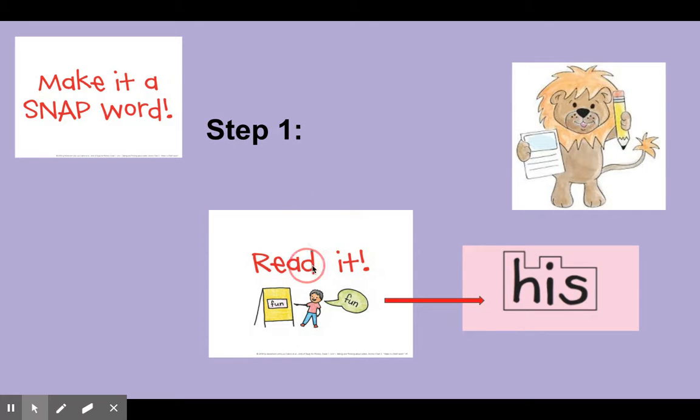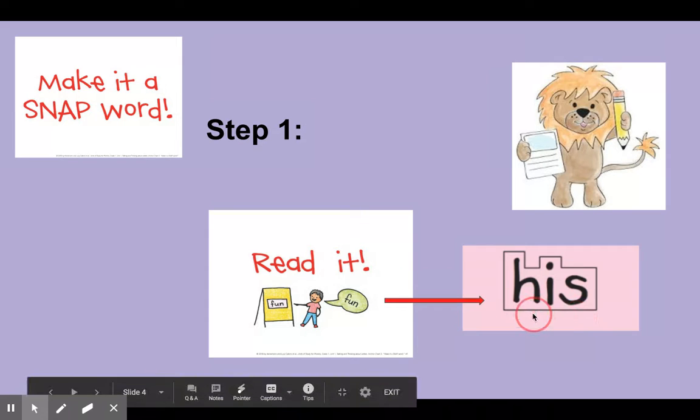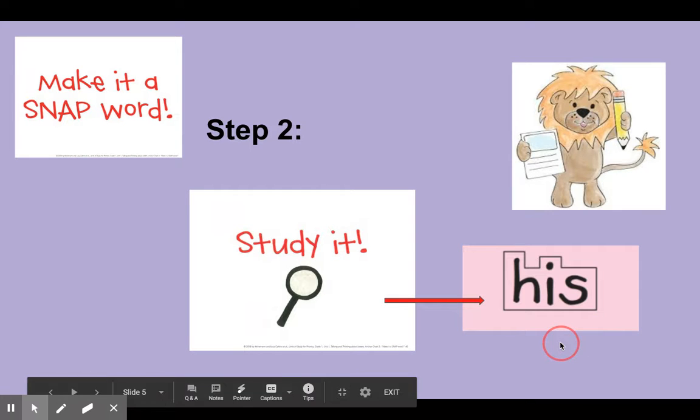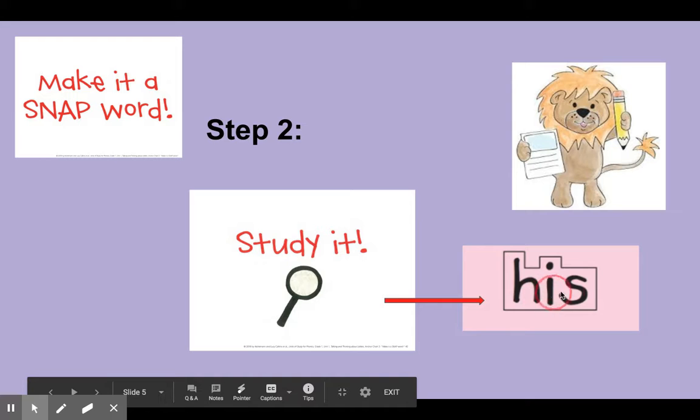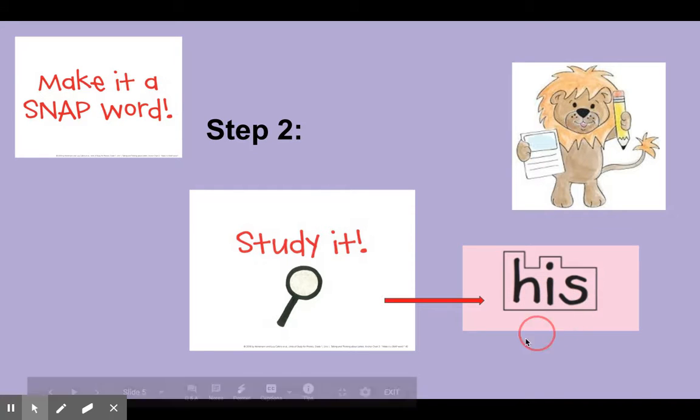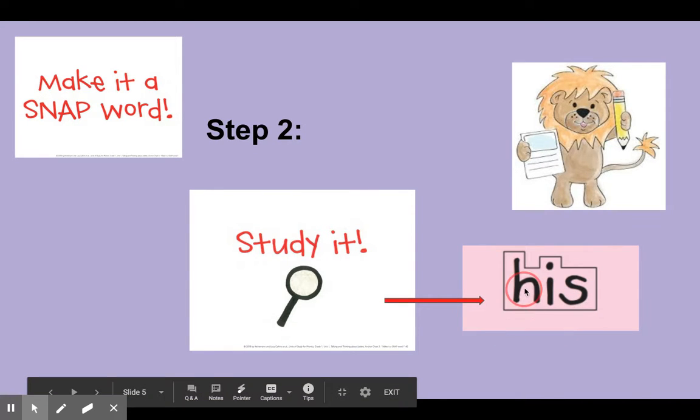So first off, we need to read it. Hiss. Maybe it's hiss. Okay. Step 2, we need to study the word. Study with a close, big magnifying glass. So the way we study a word is we sound out the letter names. H, I, S. Or we sound it out. H, S.